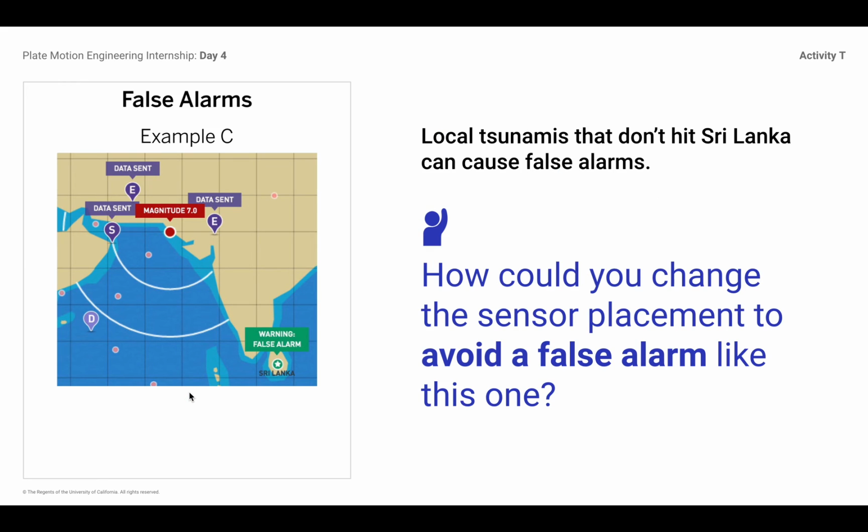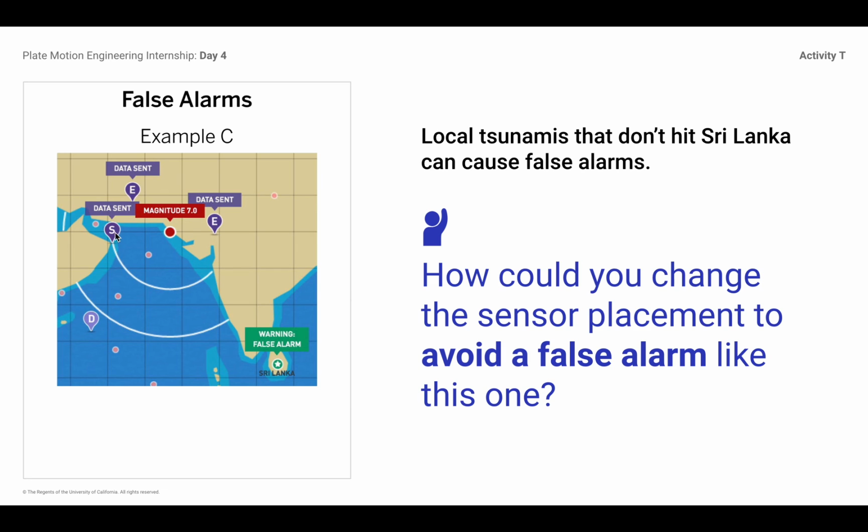All right, look at this one here. Local tsunamis that don't hit Sri Lanka can cause false alarms. Here's Sri Lanka. I definitely had some tsunami here, but it didn't reach Sri Lanka, so therefore it caused a false alarm. What can I do? Well, there's a couple things. First of all, I've got 2 earthquake sensors, and the placement is not necessarily bad, but maybe I want to move it a little bit farther away from this earthquake. Also, do I need 2 of them? Maybe I only need 1 of them.